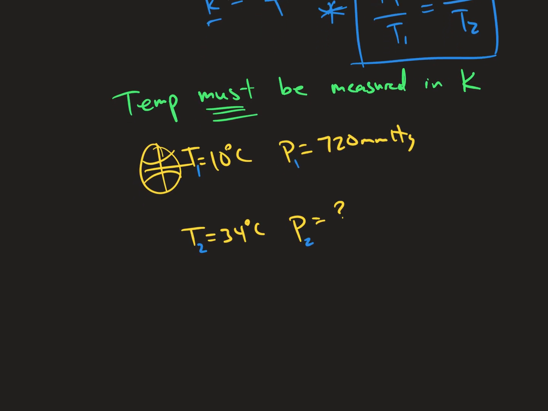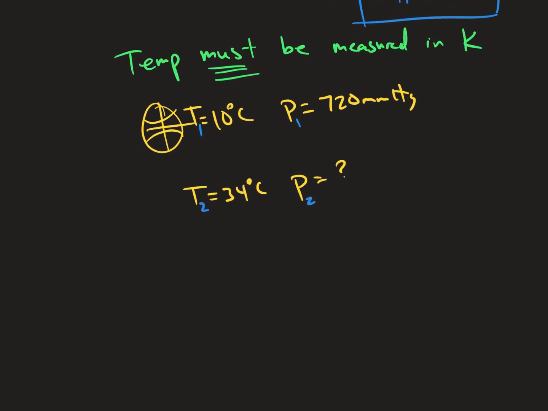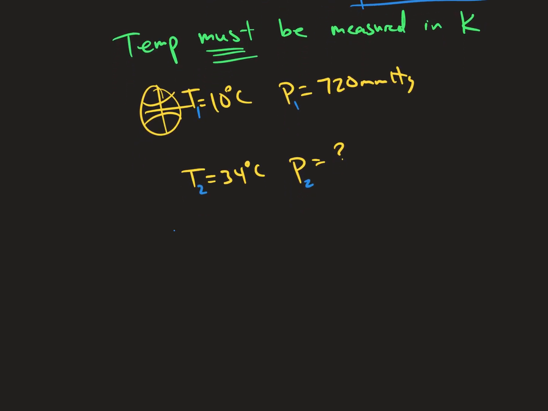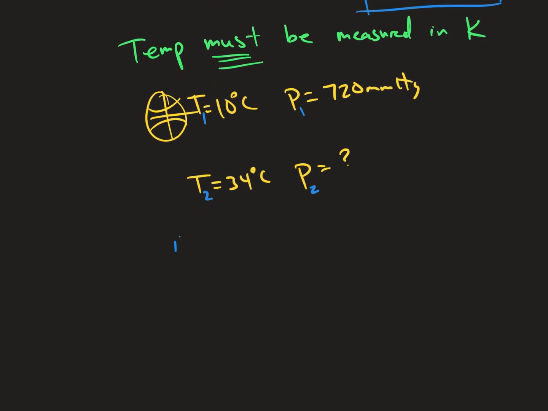But let's use our formula here, which is P1 over T1 equals P2 over T2. And we're looking for P2, so let's multiply both sides by T2 to get P2 all by itself. And then we can just plug our values in. Should we plug in 34?